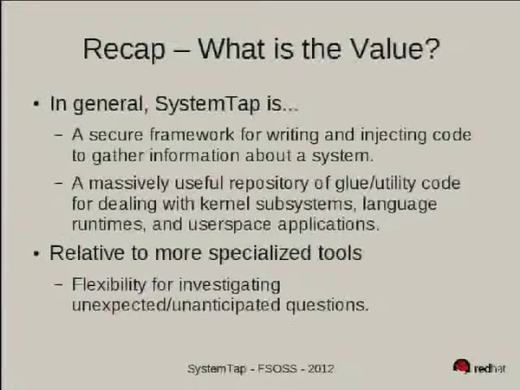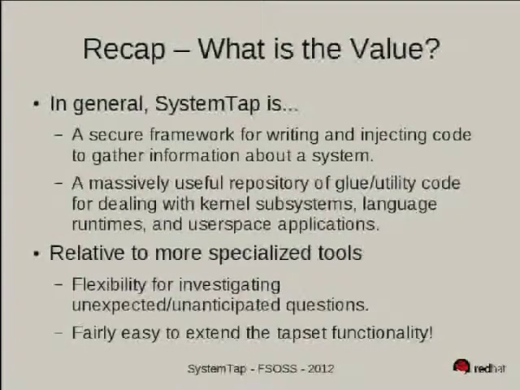Another point that's slightly outside the scope of this presentation, but that it might be interesting to highlight, is that it's actually fairly easy to extend the tap sets themselves. Those are written using the system tap scripting language itself, plus snippets of embedded C code which runs within the kernel. So if you can imagine gathering information using C code from the kernel, it's a fairly straightforward process to wrap that into a tap set and make that available to a system tap user in a safe and secure fashion.